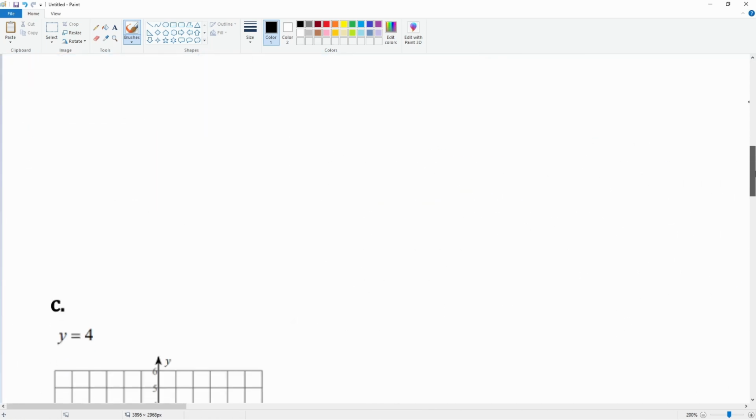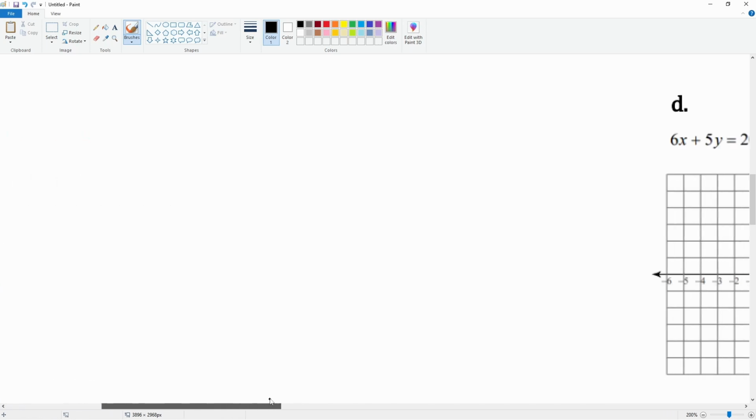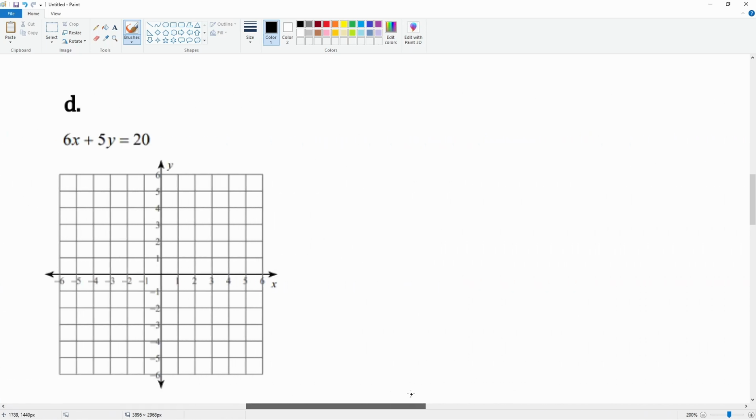Let's now look at C. Notice here, this is y equals 4. Here, do you see the y-axis? This is 4 for the y. So it is a horizontal line right here. Nothing special about that. And then let's look at D here. All right. So we can make a chart and we can test it out.